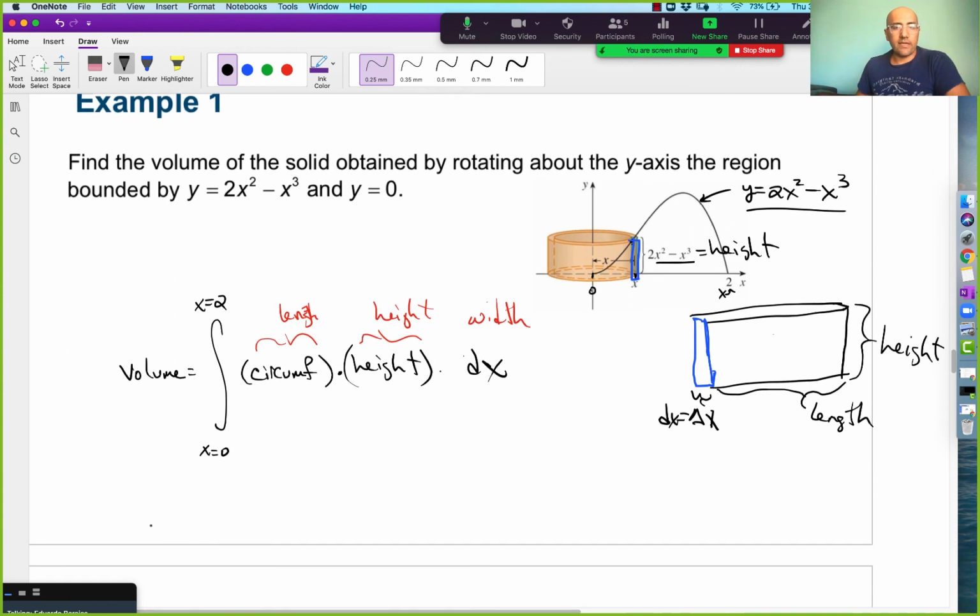Okay, so we're ready to set it up, right? So the volume is going to be the integral as x goes from 0 to 2 of 2 pi x, that's the circumference, times the height, that's 2x squared minus x cubed, times the width, which is dx. Good.